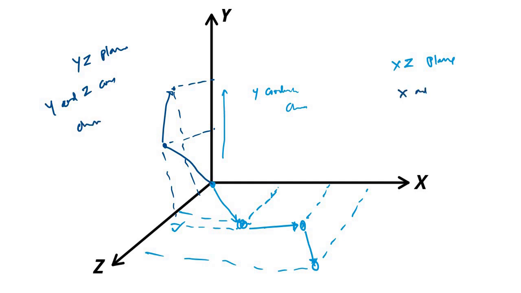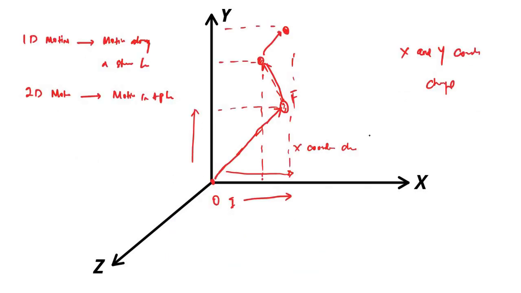Here x and z coordinates are changing, the y is constant, okay. Here x is constant, and here in the xy plane the x and y coordinates are changing, z is constant, okay. So this is motion in a plane.